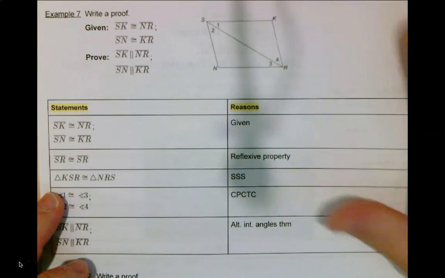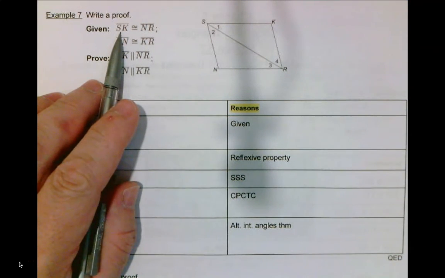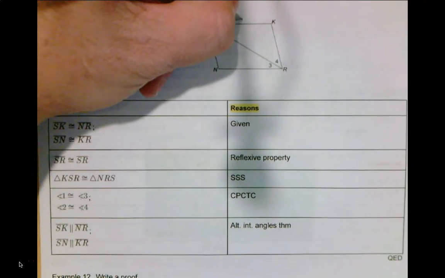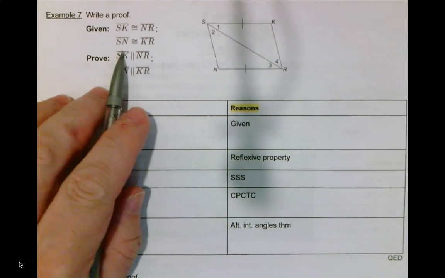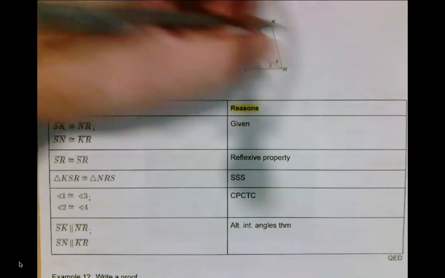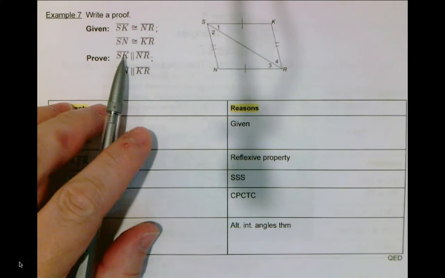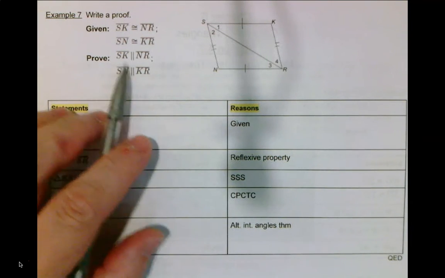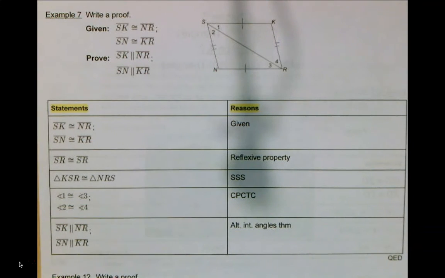Example 7. All right. SK is congruent to NR. SN is congruent to KR. Okay. Our goal is to prove that the same pairs of segments that we were just looking at a second ago as congruent are parallel.